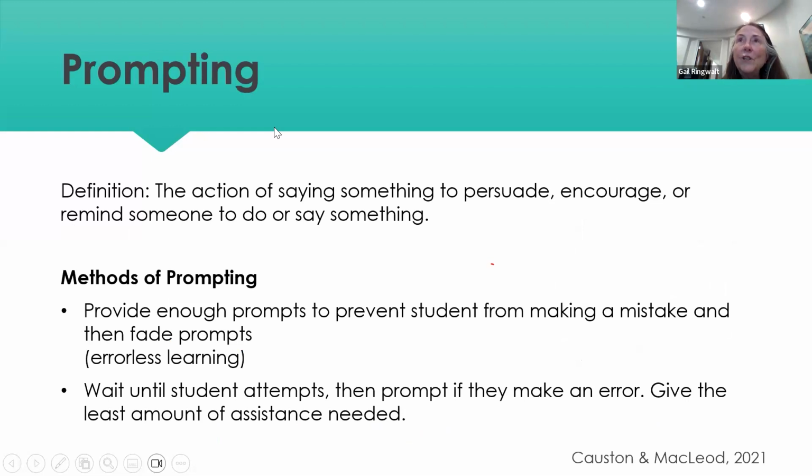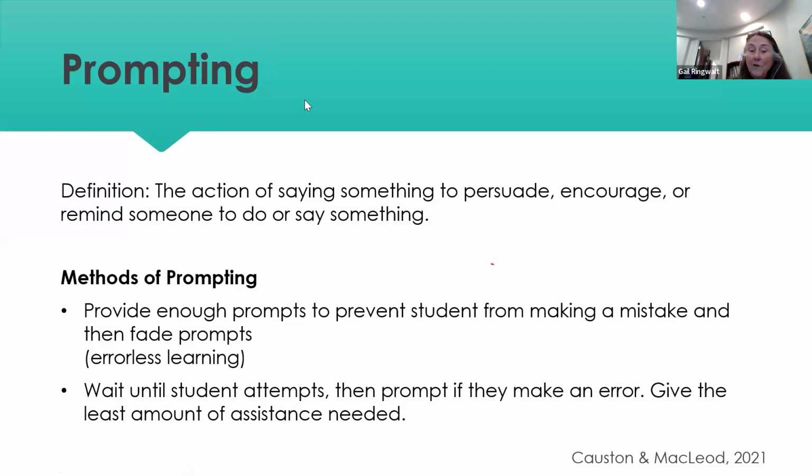The definition of prompting is doing something to persuade, encourage, or remind someone to do or say something. Now, there are different methods of prompting. You can prompt a student to prevent them from making a mistake. That is called errorless learning, where you don't just tell them the answer, but you keep prompting them through so that they get the right answer and they don't make a mistake. But then you have to learn to fade that so that they start to do it independently.